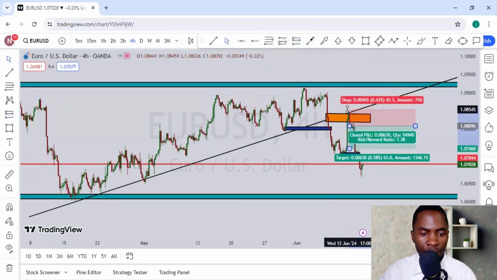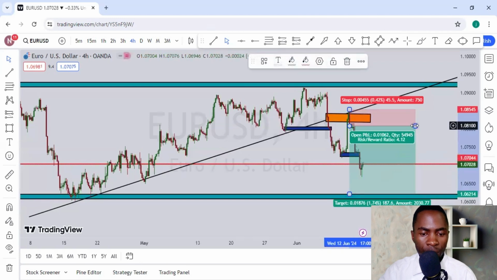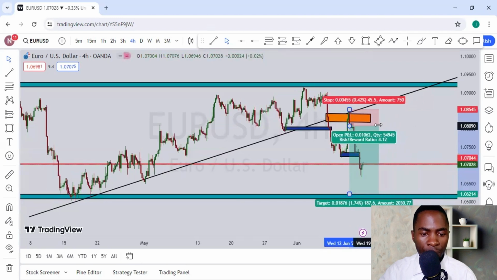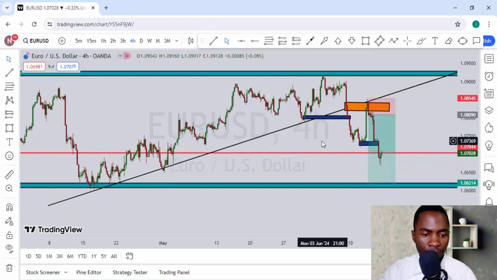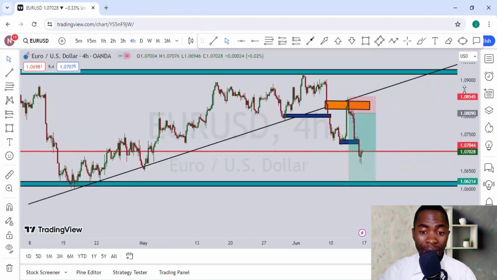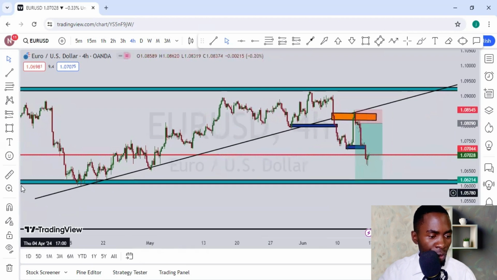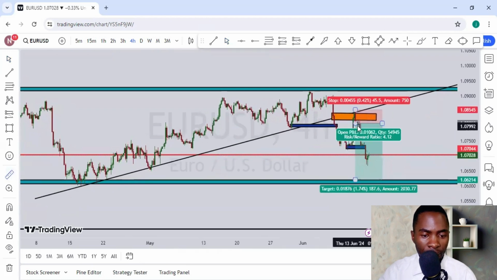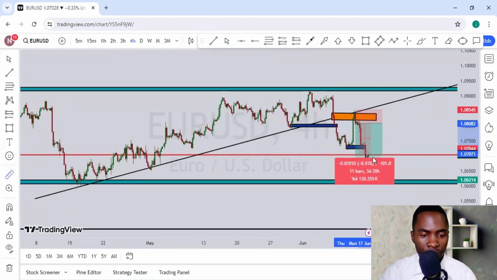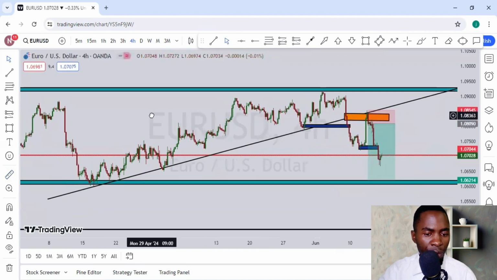My take profit is on the last high. Then my full TP is at another zone, my next zone up there. So that was the plan on Euro USD. So far so good. I gained around 134 pips on that particular setup.